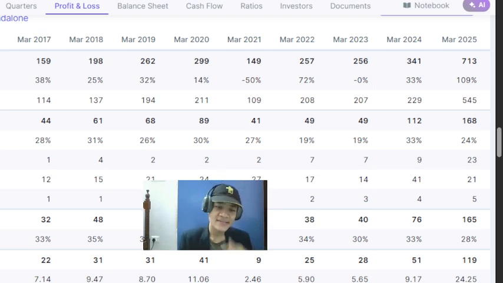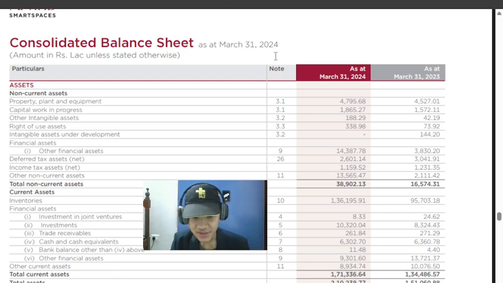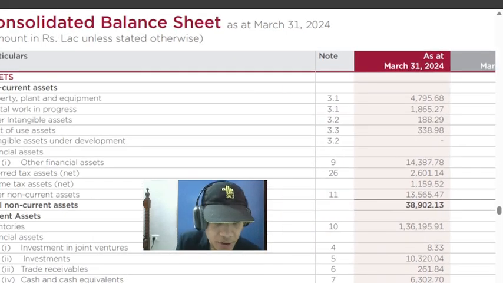So it's a company with growing revenue. It seems to be operating very efficiently, looking at its ROCE and ROE numbers. Let's take a deeper look at its balance sheet. This is its consolidated balance sheet. Very big numbers. Looks very boring.